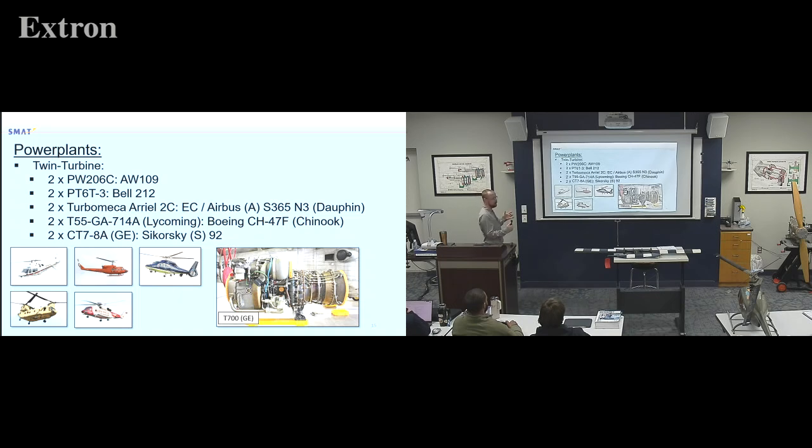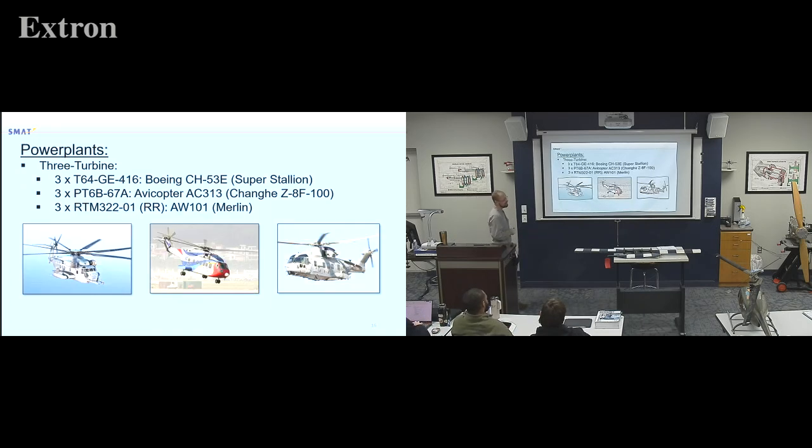So we have two engines, because bigger is better, right? And so they'll do two, it could be two Allisons, they could be two PT-6s, two Lycomings, two GEs. Super cool, right? Because bigger is always better. All right, so they're running two engines now. Now we get to three engines. Yay! Three engines. So we get to the Boeing, we get to the AvChopper.